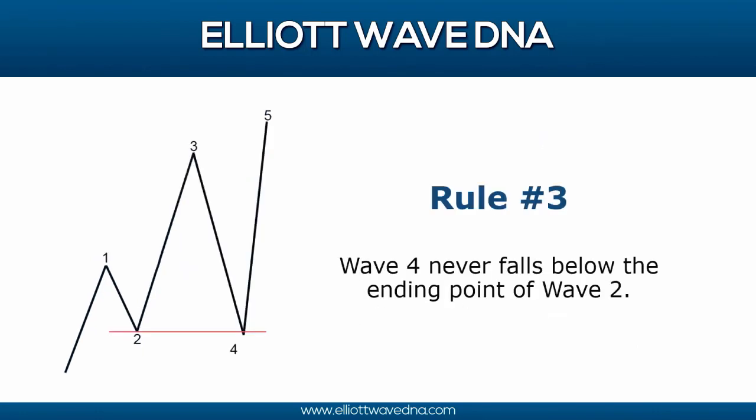Rule number 3 is different. Since we know that wave 4 can enter the territory of wave 2 and usually does that, we need to add one more rule that will help us separate a leading diagonal from some sort of correction. So we are going to say: wave 4 never falls below the ending point of wave 2. So after a strong spike higher in wave 3 and a test of the territory of wave 2, we are going to watch that starting point as our short-term invalidation point. But again, we just have 3 rules to follow, and that's all.